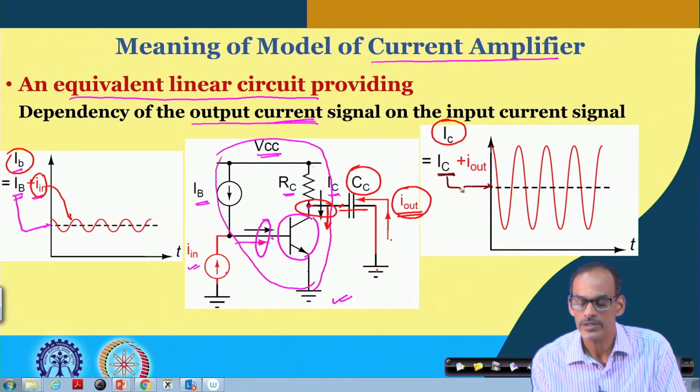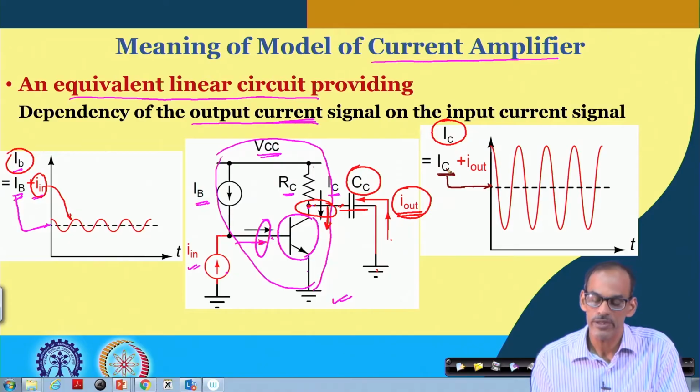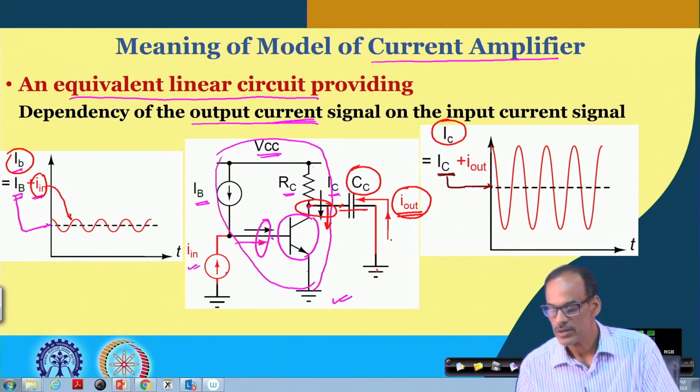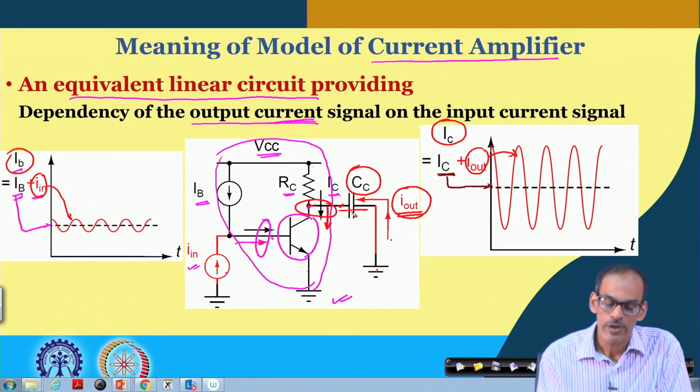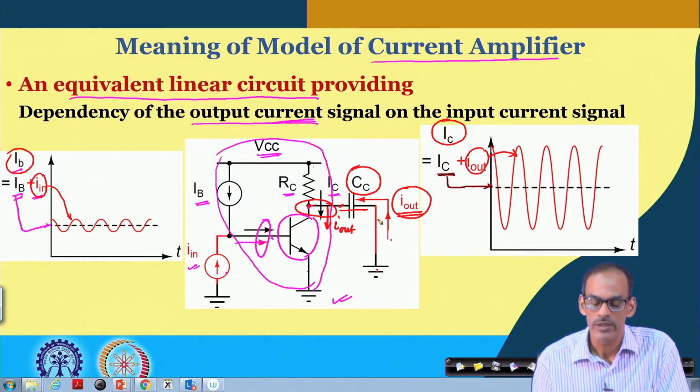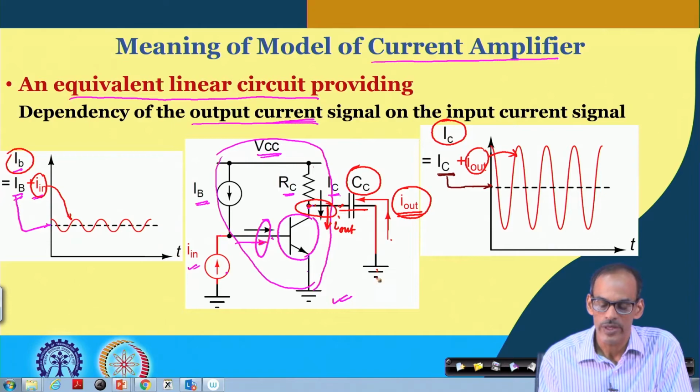So, the DC part is capital I capital C, and on top of that it has the small signal part. In case we are not connecting anything here, this I_C, or small i_out, will be flowing here. But if you want to extract the signal, you need to connect to AC ground through this capacitor to extract this entire current.